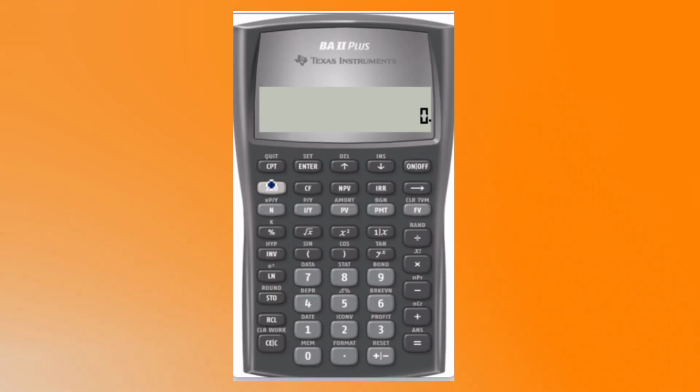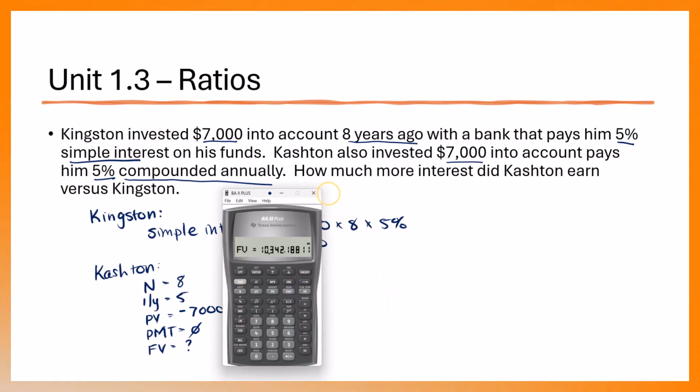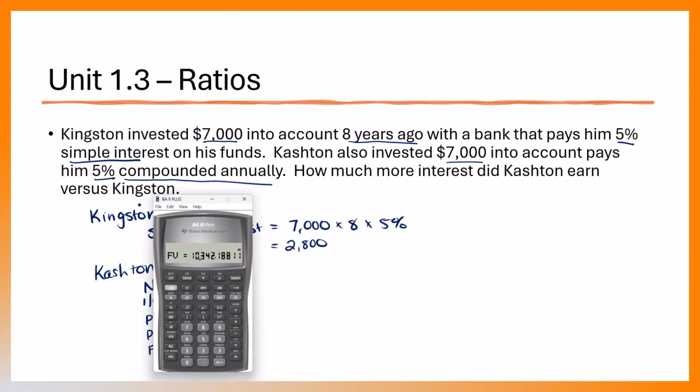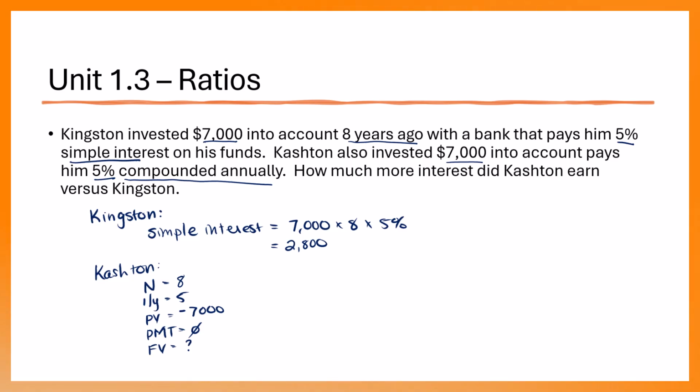Using my buttons here, remember step 1, always clear your time value of money. 8 for N, 5 for IY, 7,000 negative for my present value, 0 for my payment, compute future value. You can see that that's $10,342.18.